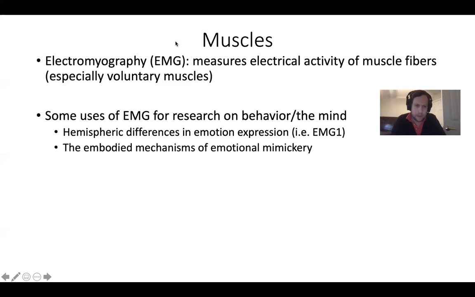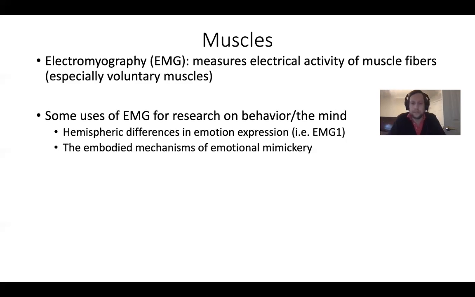So when we're talking about EMG, usually we're measuring voluntary muscle behaviors, though there's a couple exceptions. We'll talk about these two aspects. EMG is used in a lot of stuff, and I'm not going to do even close to comprehensive coverage of the different types of studies that EMG has been used in.